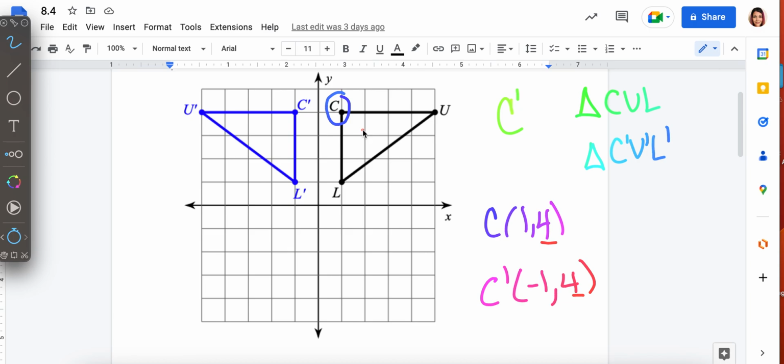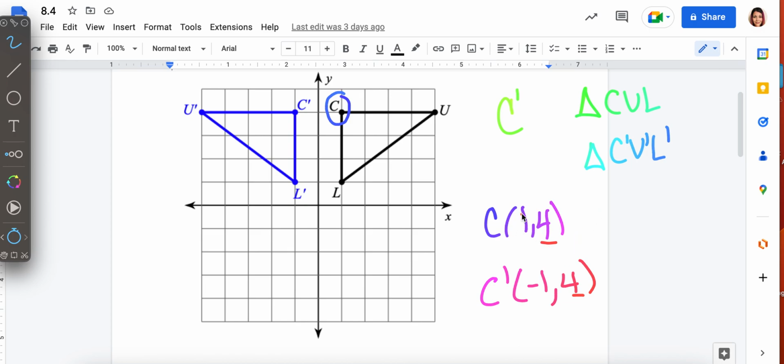And then if you know your rotation rules, like if it's rotated 180 degrees, (x, y) becomes (-x, -y), and then rotated 90 degrees and 270, you need to know all those rules. If you don't, please go and watch the rotations video. Also, for our reflections, you need to know the reflections video. If it's reflected over the y-axis, the x changes. If it's reflected over the x-axis, the y changes.